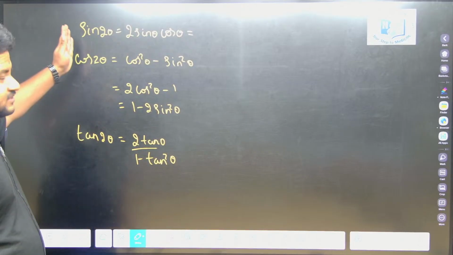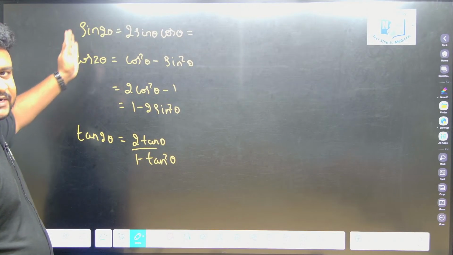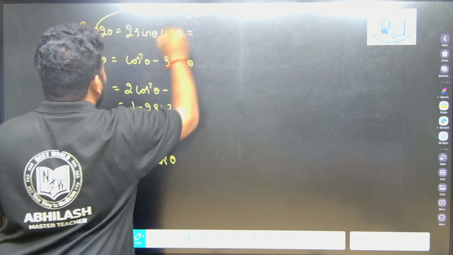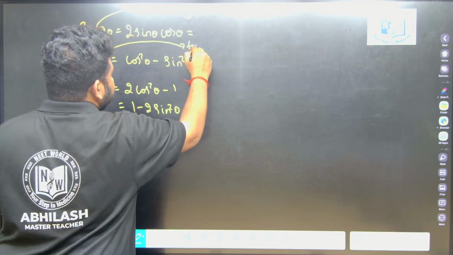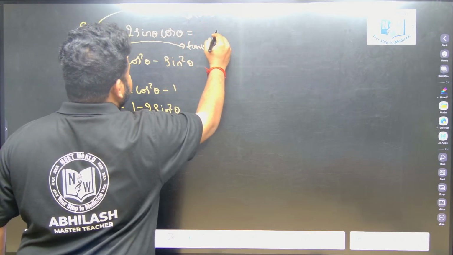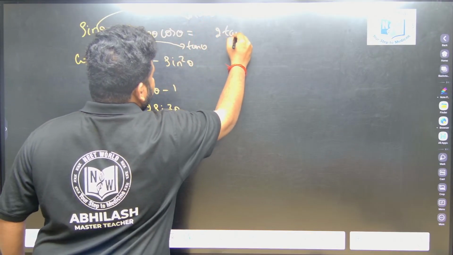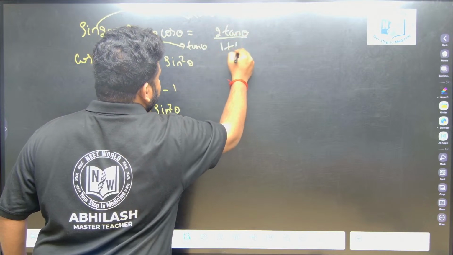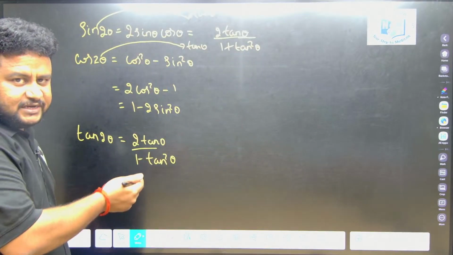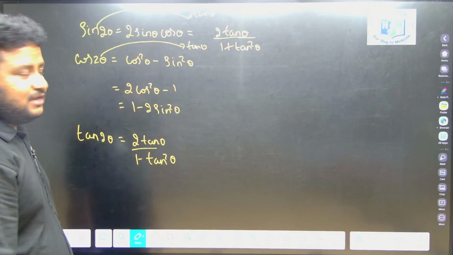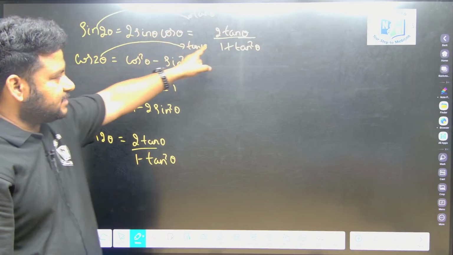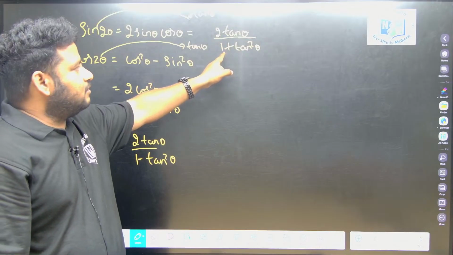Similarly, sin 2 theta and cos 2 theta can be written in terms of tan. How can you write sin 2 theta in terms of tan? I'll tell you. Sin 2 theta in terms of tan theta can be written as 2 tan theta by 1 plus tan square theta. Should you remember this? Definitely yes. It will be helpful even in integration and differentiation, a highly useful result. Sin 2 theta can be written not just in sin and cos, but also in terms of tan, that is 2 tan theta by 1 plus tan square theta.